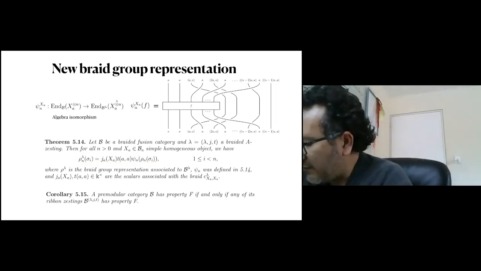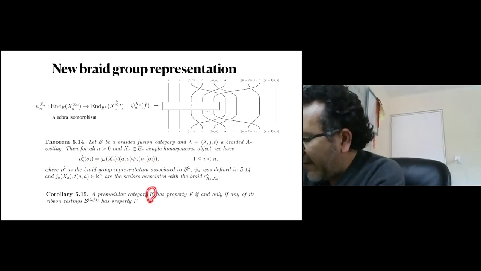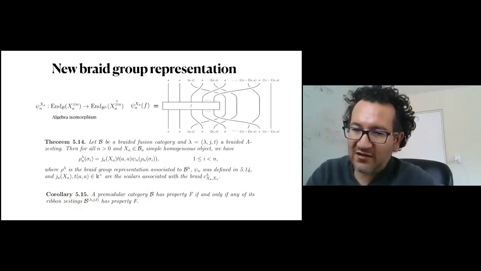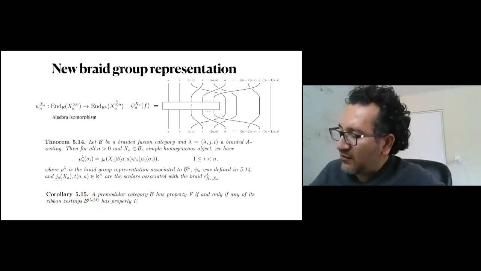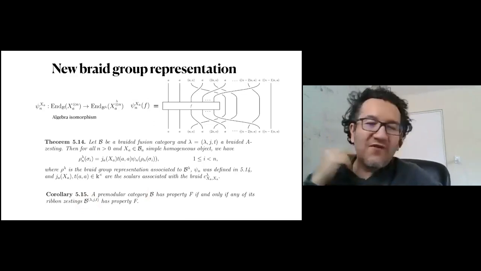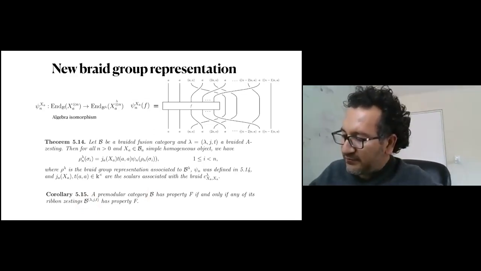And as a corollary, for example, if the image of the braid representation of any simple object in B is finite, the same happens for the zesting. So that is something that in some sense was the motivation for the whole paper.